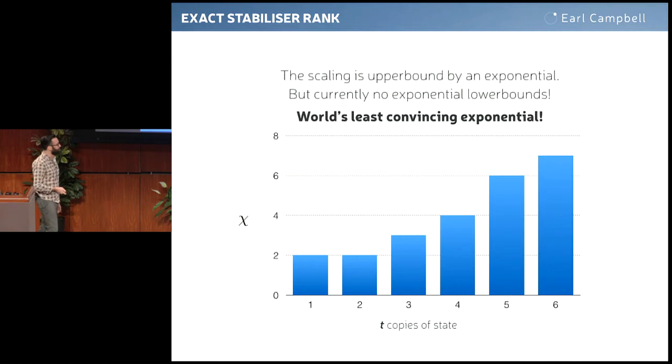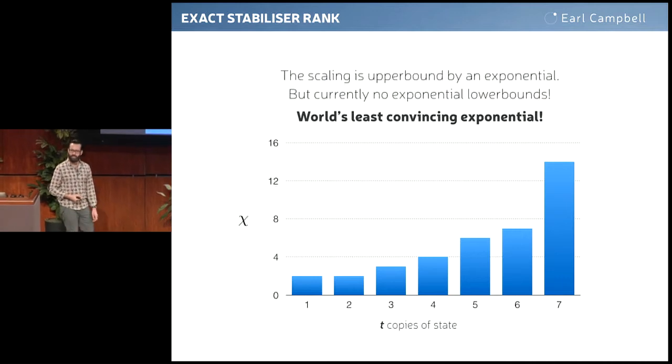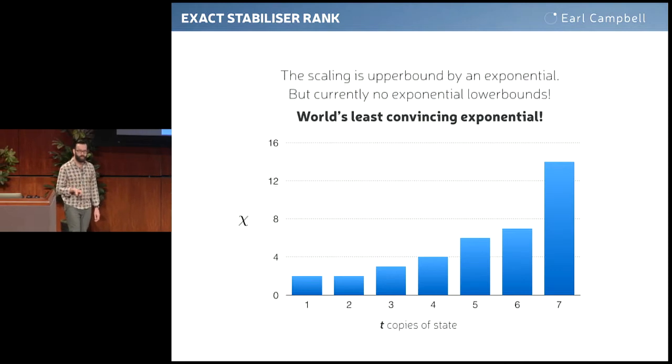We can go a little bit further in numerics, and we can actually get up to 7 copies of a state, and we find that it's jumped up quite a significant amount. So it looks like it behaves linearly and then starts acting exponentially, which is, I guess, what you would expect. But I think it's really important to comment at this point that the rigorous lower bounds that we have on this are very, very trivial. There are no exponential lower bounds on this.